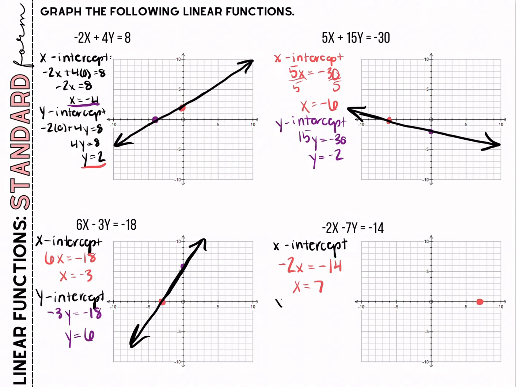And then the y-intercept is where x is equal to 0, so negative 2 times 0 is just 0. So I have negative 7y equals negative 14, so y is equal to 2. On the y-axis, I'm going to plot 2, and then ta-da, I have my linear function once I draw the line through the 2 points, and that is it.